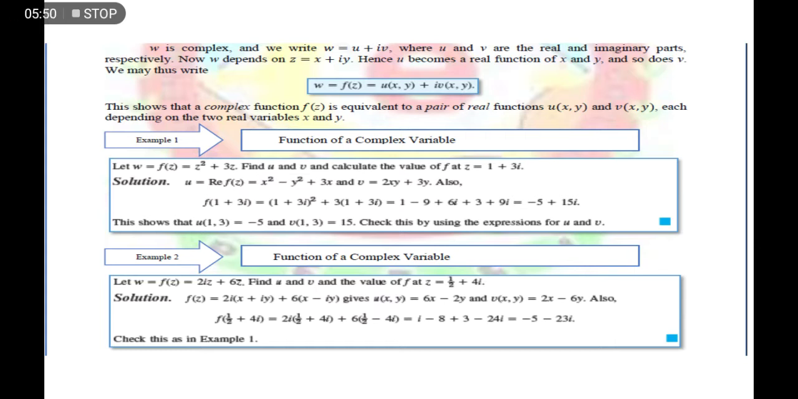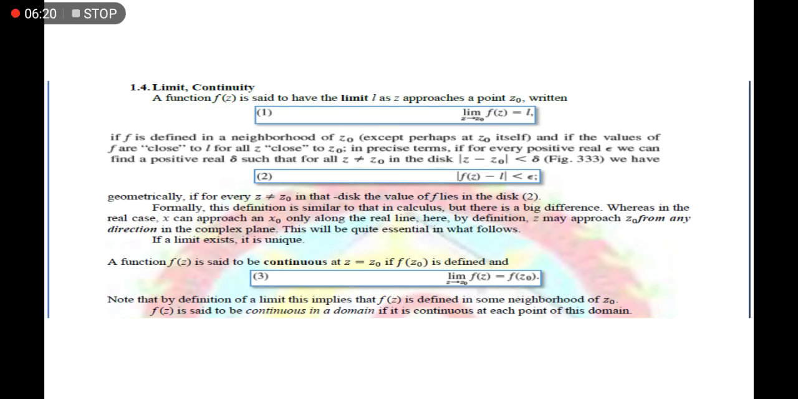And of course, that function can be expressed in terms of x and y, and can be reduced to a simpler form of a complex function, just like this one. We have w equals f of z, which equals u of x, y plus i v of x, y. So that is our complex function. We have here different examples about that, so you may just have to read it. Same with our real numbers, we also have limits and continuity.